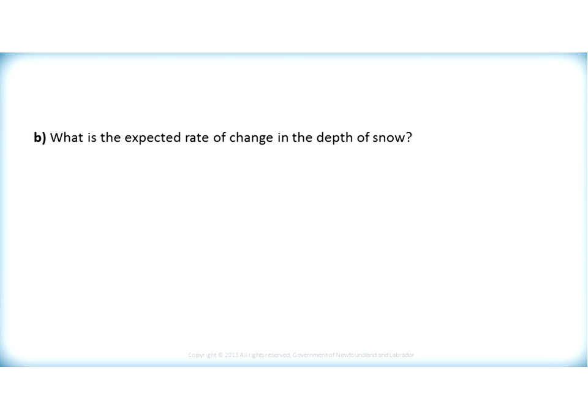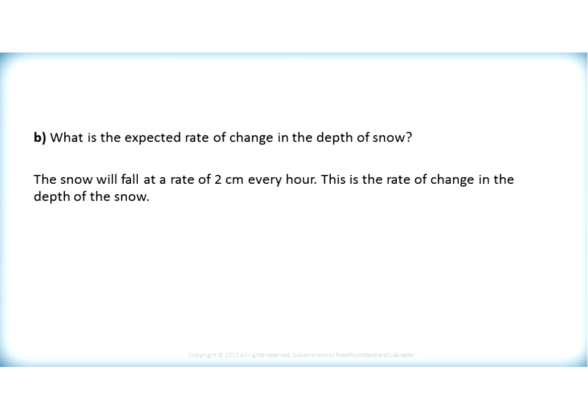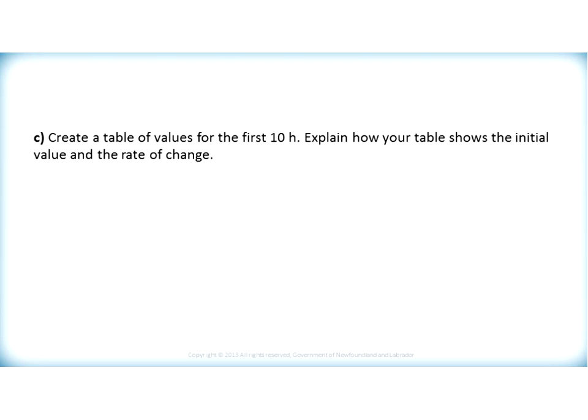What is the expected rate of change in the depth of snow? It said in the problem that it is expected that 2 centimeters of snow will fall every hour. So if 2 centimeters of snow falls every hour, that is our rate of change. Graphically, again, that would be represented by the slope of our line. We're going to create a table of values for the first 10 hours, and we're going to explain how our table shows the initial value and the rate of change.